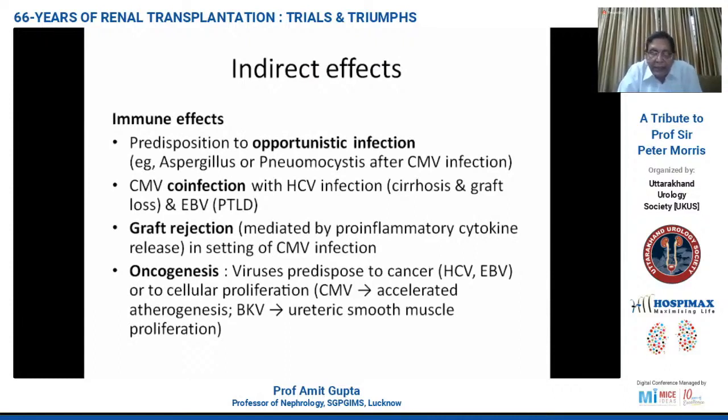Then you can have indirect effects caused by viral infections. This can predispose to opportunistic infection, for example, aspergillus or pneumocystis after CMV infection. Then you can have CMV co-infection with hepatitis C, which can lead to cirrhosis and graft loss. And if you have CMV along with Epstein-Barr infection, it can occasionally lead to post-transplant lymphoproliferative disorders. Graft rejections can be seen in patients with CMV infection. And oncogenesis, where viruses predispose to cancer or to cellular proliferation.